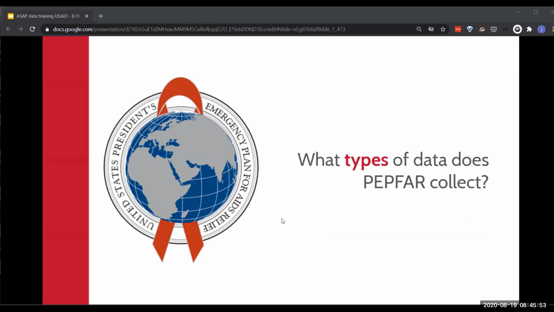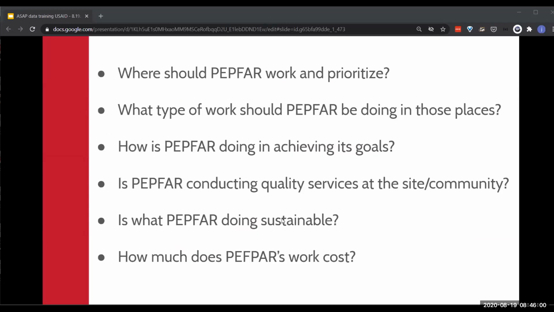So we're going to start with the types of data that PEPFAR collects. And we're going to start by talking about some questions. As you read through these, you can imagine that anywhere along the cycle of PEPFAR, either headquarters, your agencies, ministries of health, or yourselves as implementing partners, these are the types of questions that you might want to know or have answers to. Where should PEPFAR work and prioritize? What type of work should PEPFAR be doing in those places? How is PEPFAR doing at achieving its goals? Is PEPFAR conducting quality services at the site or community? Is what PEPFAR is doing sustainable? And how much does PEPFAR's work cost?